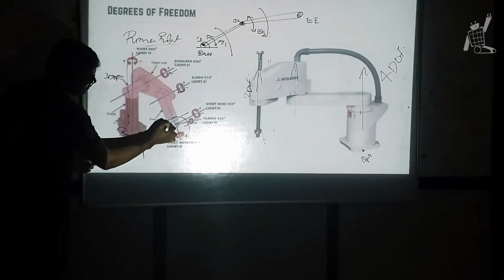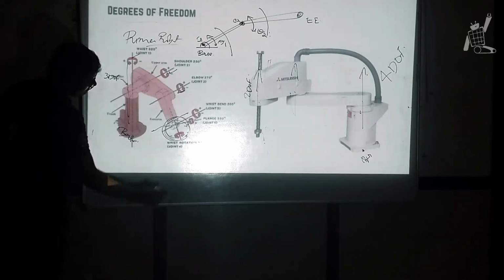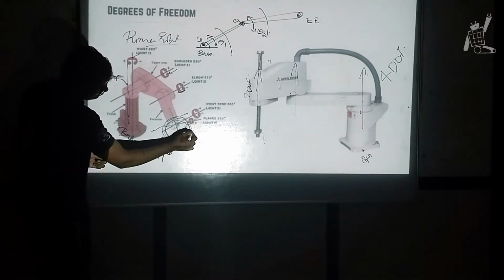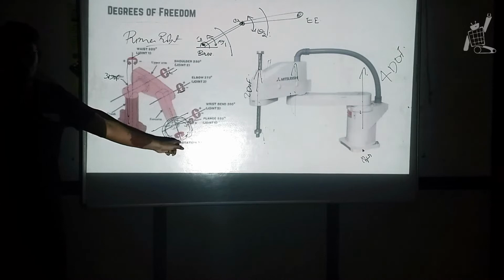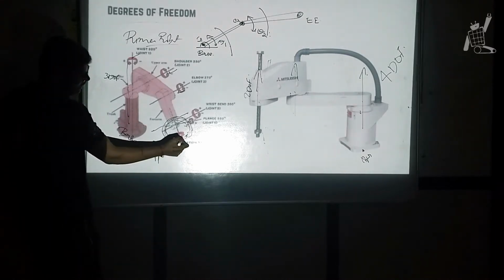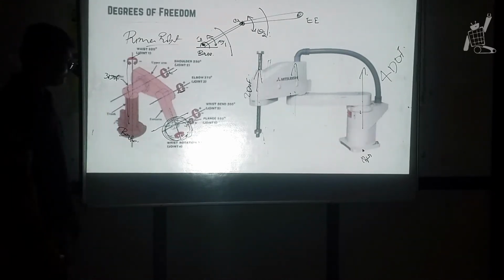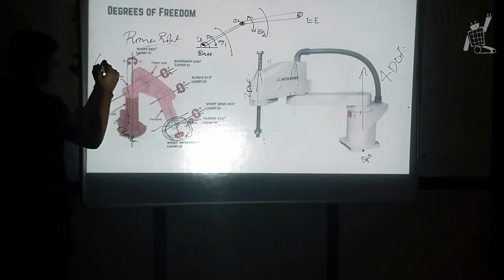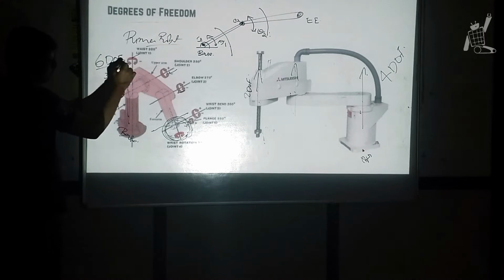Including this, it has 3 degrees of freedom, which are roll, pitch, and yaw. You know what roll is? Pitch means this, roll means this, yaw means this. This part is actually doing roll, pitch, and yaw. Because of that, it has 3 degrees of freedom. So total 3 plus 3, 6. The PUMA robot has 6 degrees of freedom in total.